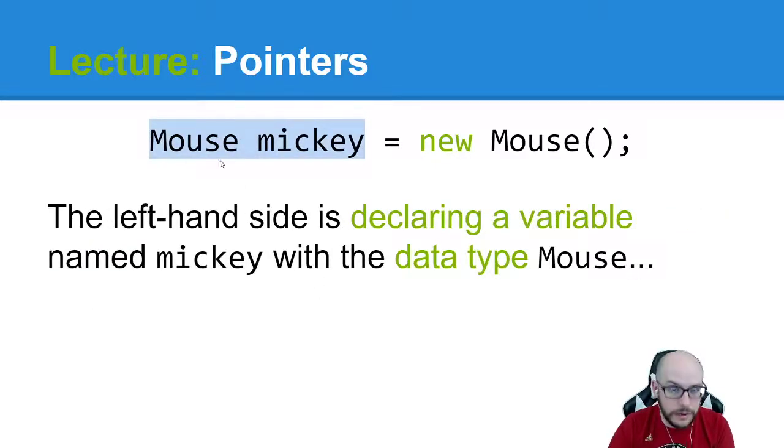The left-hand side is variable declaration. Right? We got a data type, we got a variable name.